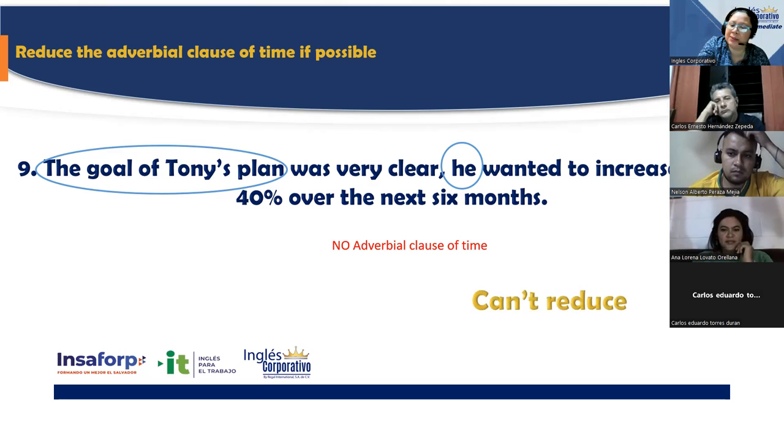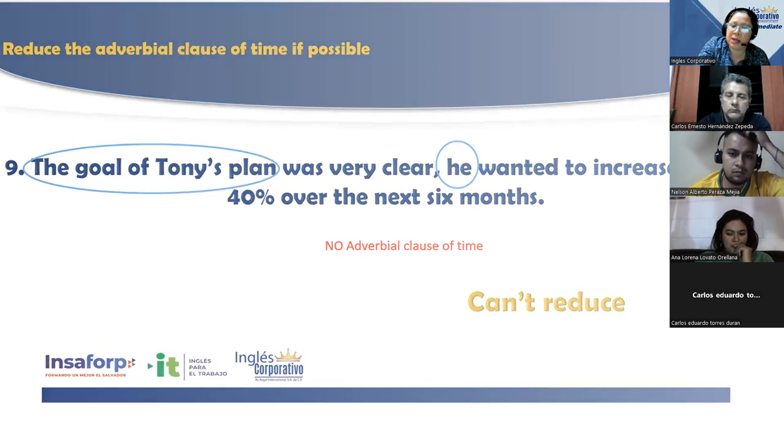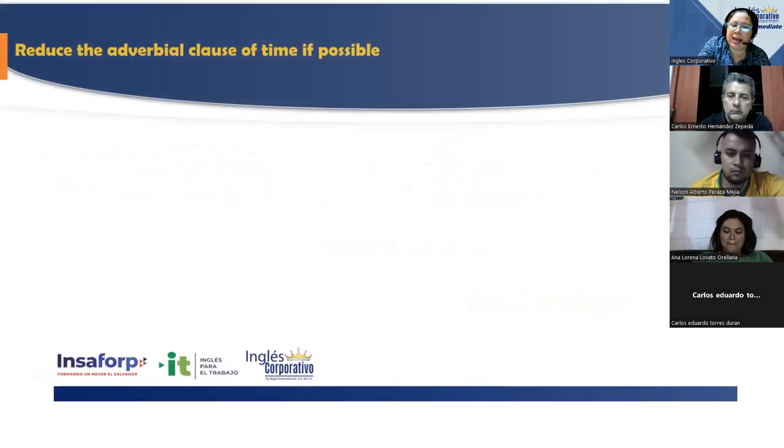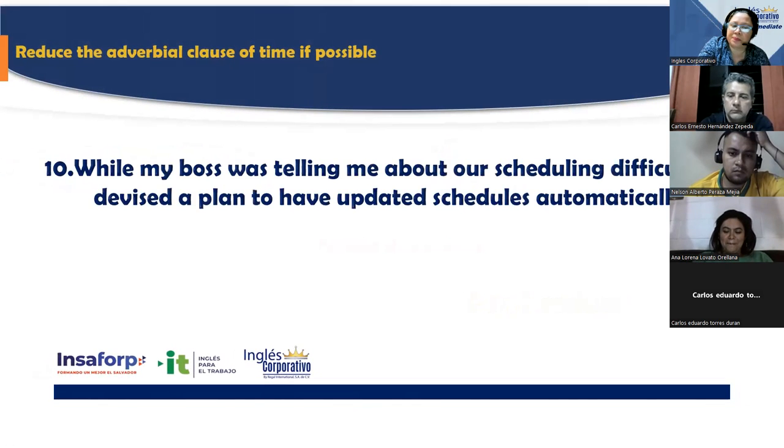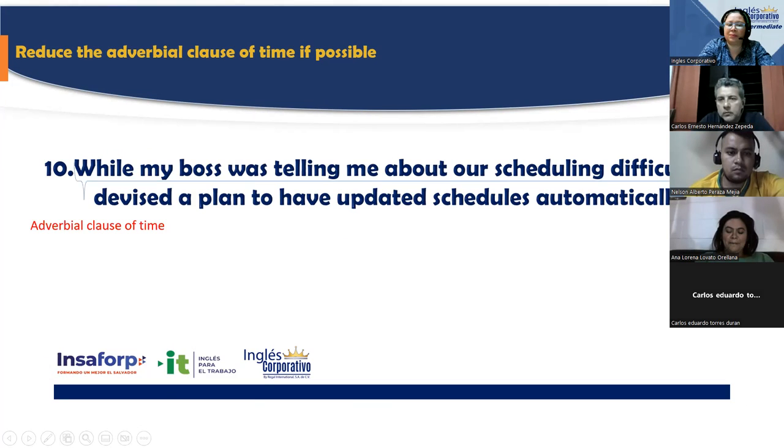Okay, the last one. So we cannot reduce it because we have no adverbial clause on it. So let's see the last one. This is the adverbial clause. This is the adverbial clause. What's the subject in the adverbial clause?